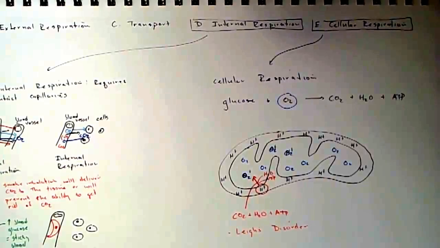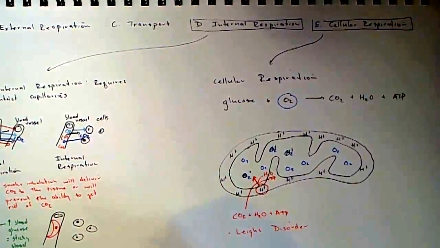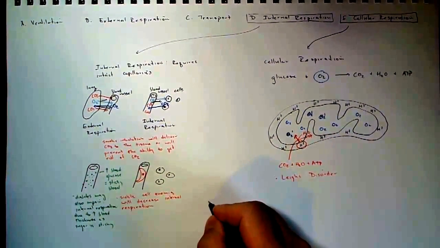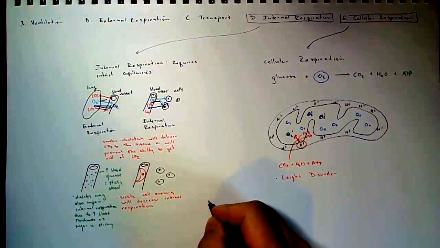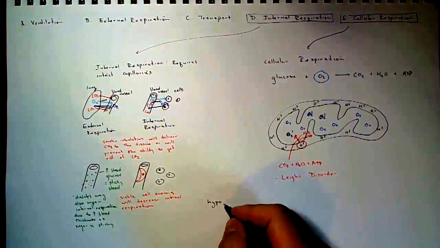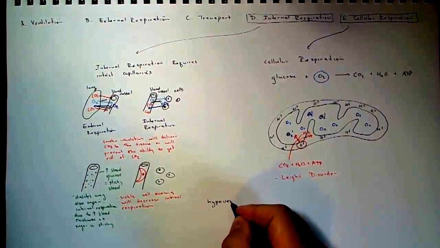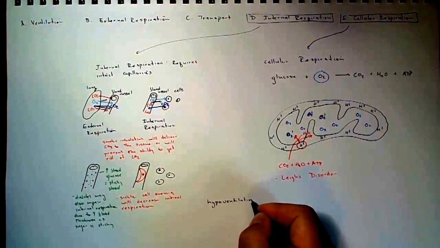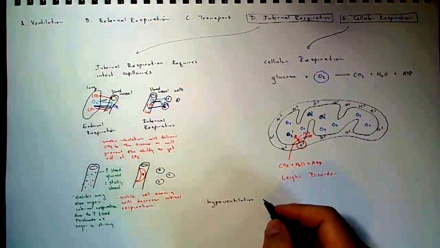Now, before I end here, I just want to talk one last time real quick about, as a preview of when we get to the urinary system, the connection between CO2 and acid and oxygen. So hypoventilation is essentially decreased breathing rates.